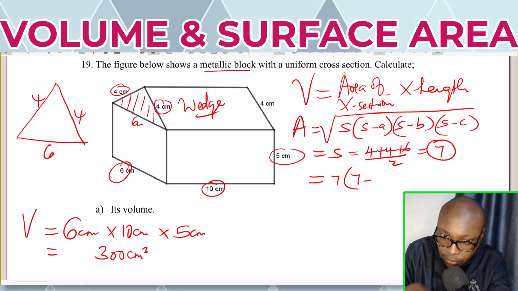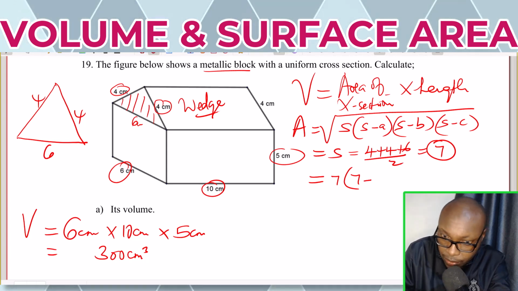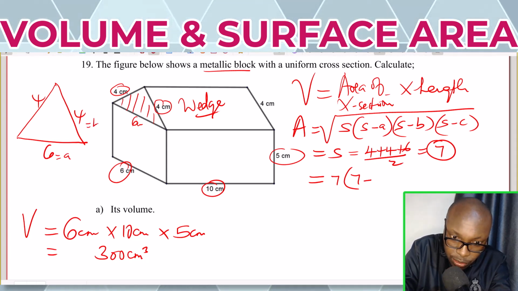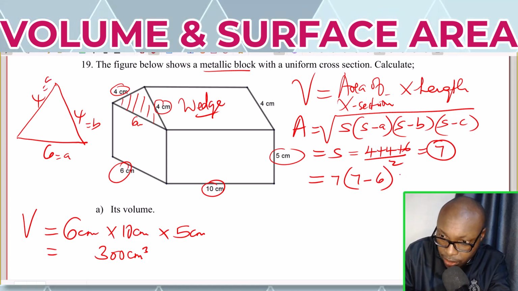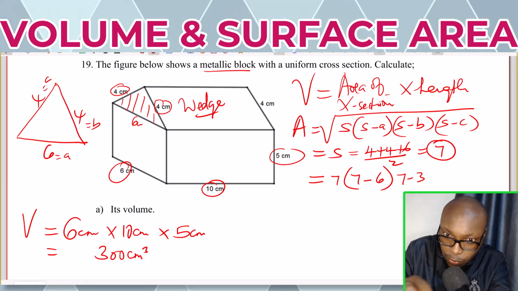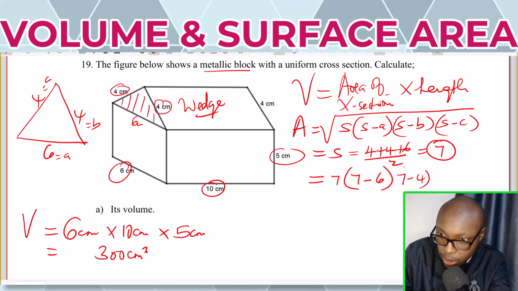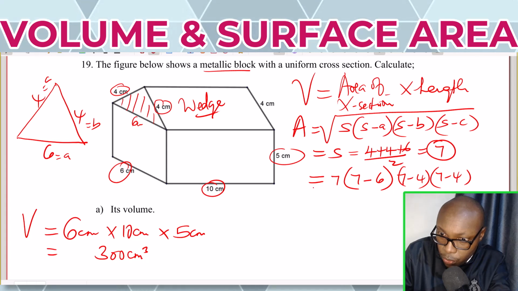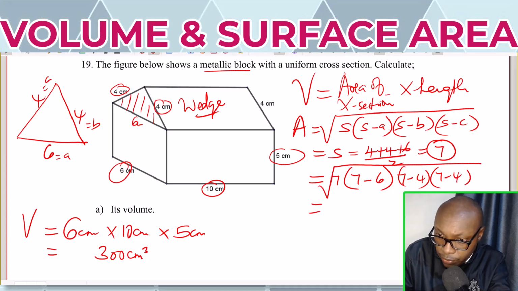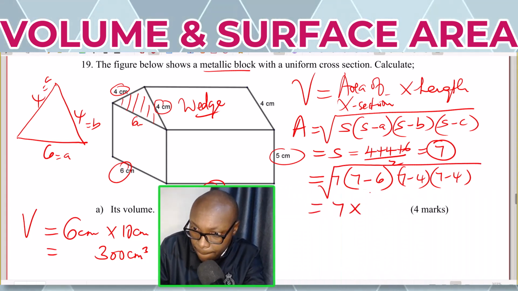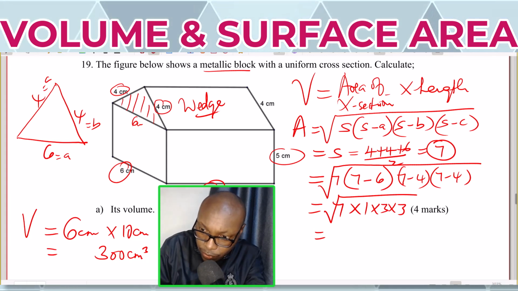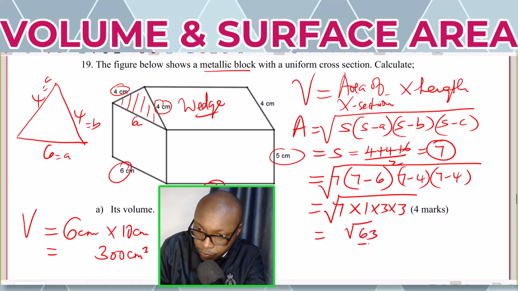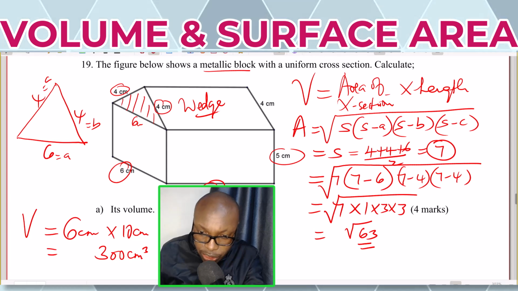Then 7 minus the first measurement, A, which is 6. So this is equivalent to A. This one is B. This one is C. So 7 subtract 6, 7 subtract 4, 7 subtract 4. We get the square root of that. This will give 7 multiplied by 1 times 3 times 3. This will give the square root of 63. So that is the area of the cross section.